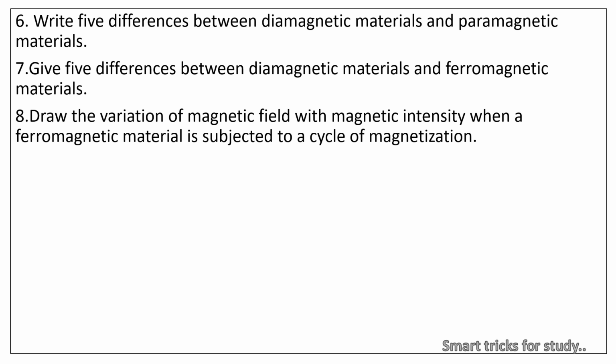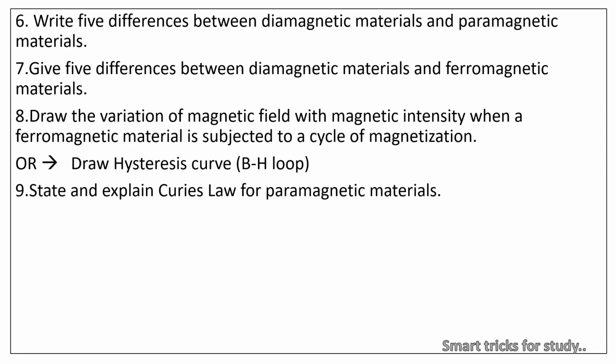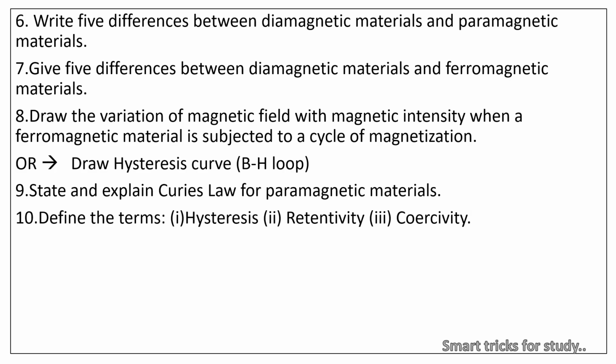8. Draw the variation of magnetic field with magnetic intensity when a ferromagnetic material is subjected to a cycle of magnetization, or draw hysteresis curve, BH loop. 9. State and explain Curie's law for paramagnetic materials. 10. Define the terms 1. Hysteresis, 2. Retentivity, 3. Coercivity.